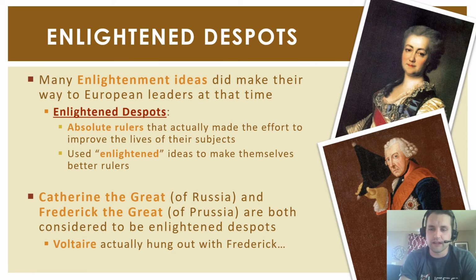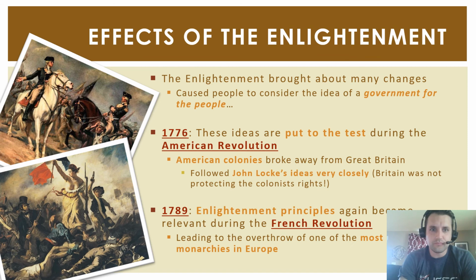In fact, Frederick, again the guy on the bottom there of Prussia, baby Germany, hung out with Voltaire. In fact, Voltaire lived at his house for quite a while while he was writing things, because certainly Voltaire's ideas about absolute monarchy were not as well received in France, which was his home country.